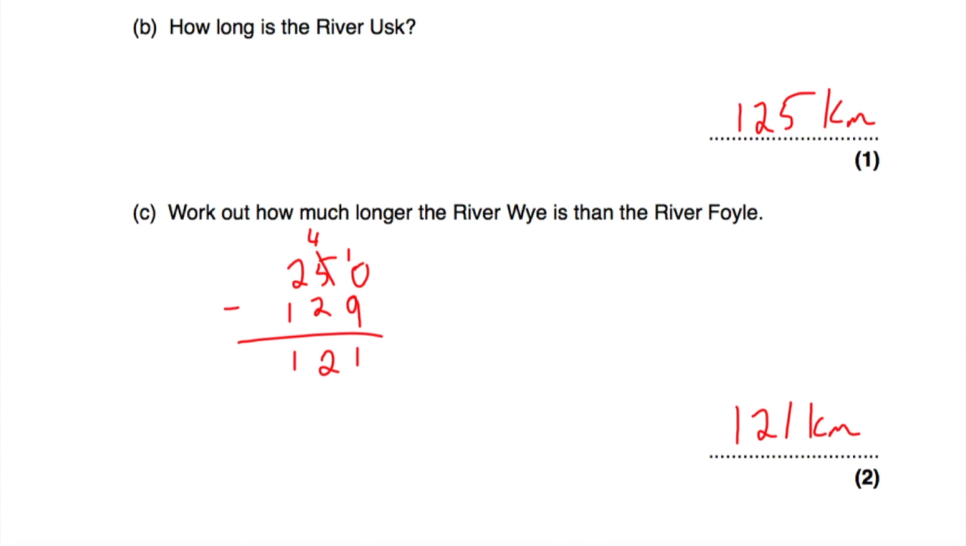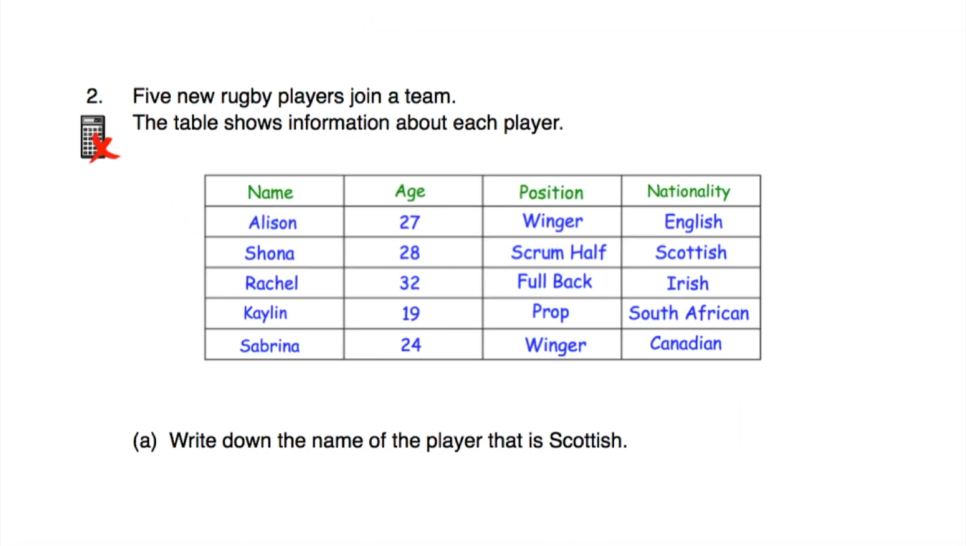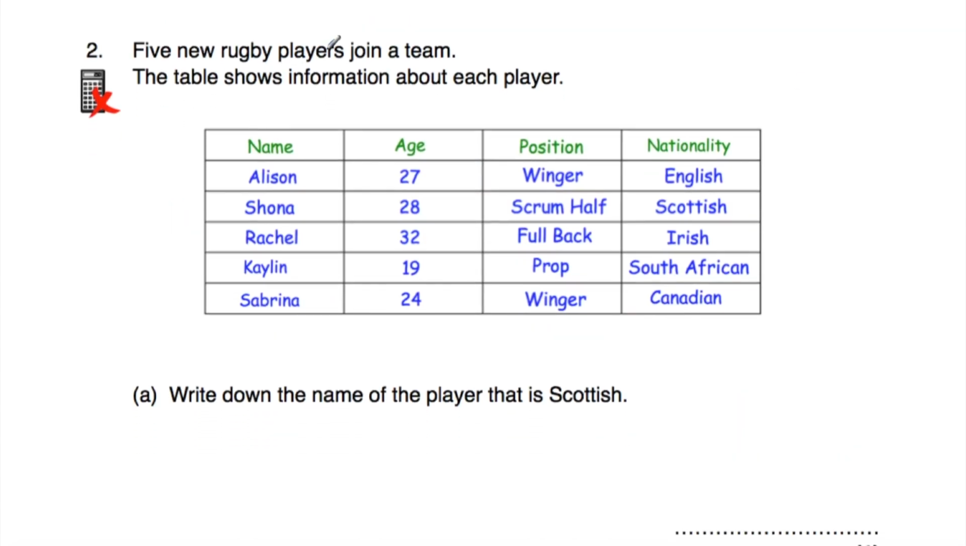Okay, let's have a look at our next question, question number 2. It says 5 new rugby players join a team, and the table shows information about each player. We've got Alison, who's 27, a winger and English. Shona, who's 28, a scrum half and Scottish. Rachel, who's 32, a fullback and Irish. Kaylin, who's 19, a prop from South Africa, and Sabrina, who's 24, a winger from Canada.